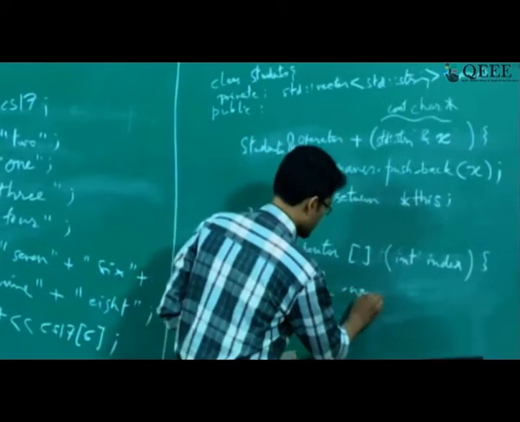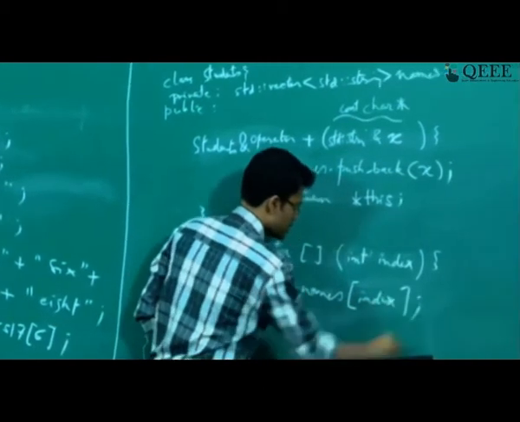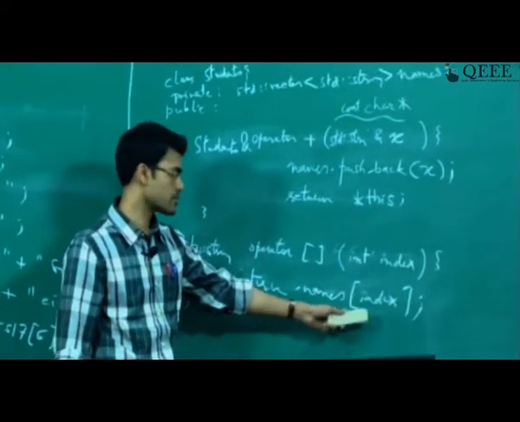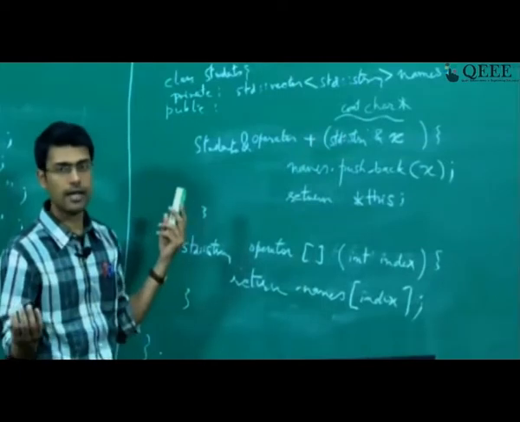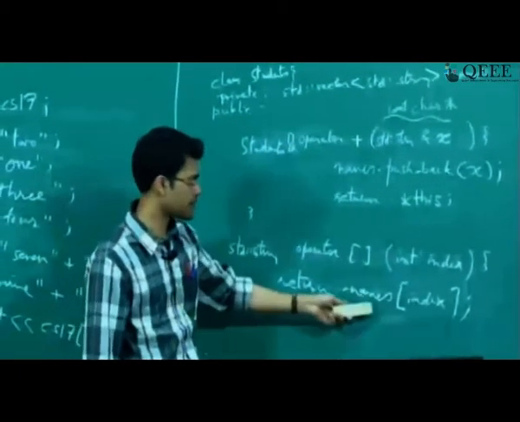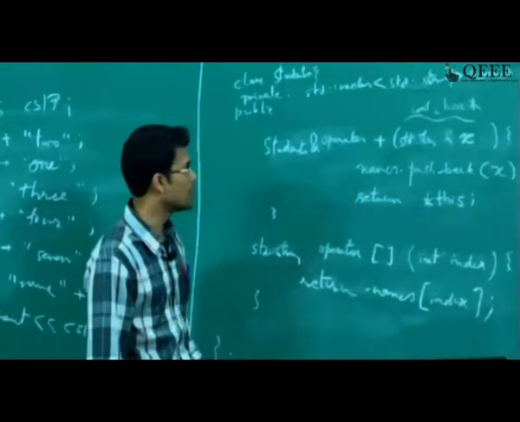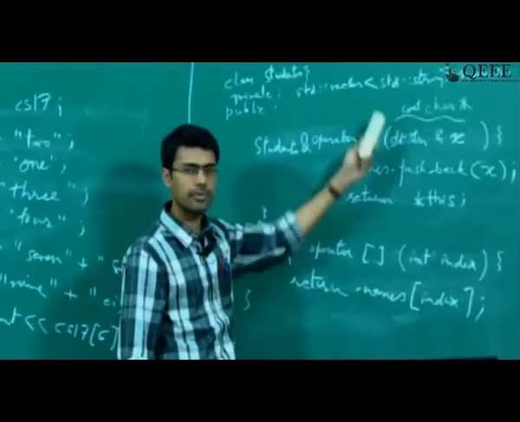return names of index. This itself is an overloaded function, right? So the subscript operator is overloaded for names, which is not an array, it's an object of class vector. And since you are able to apply that index, this is one example where you can see that templates and operator overloading are happening together.